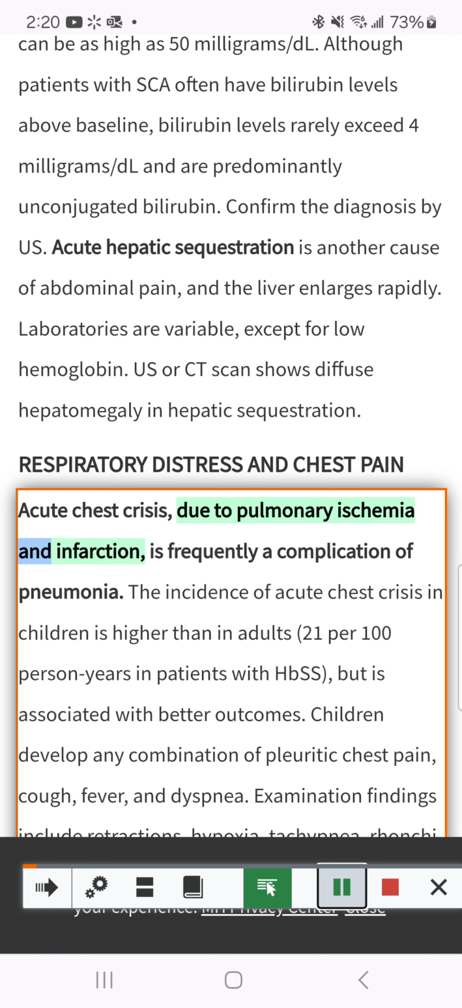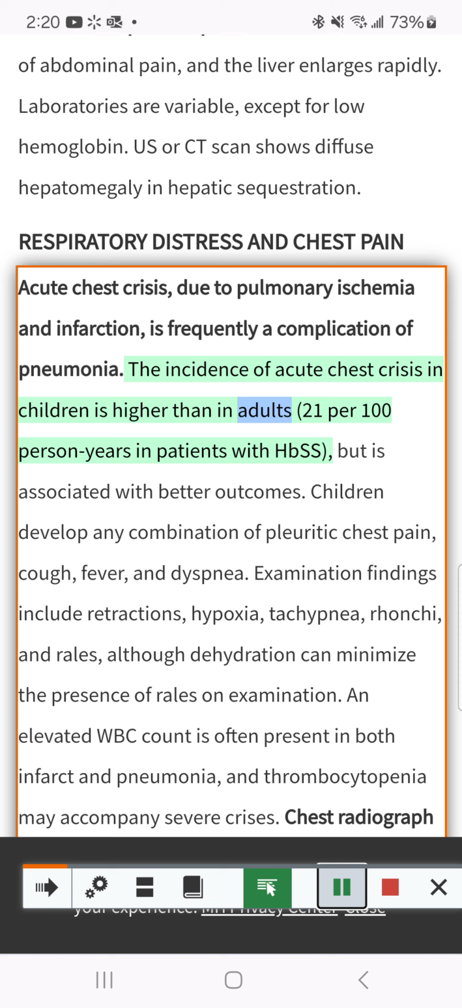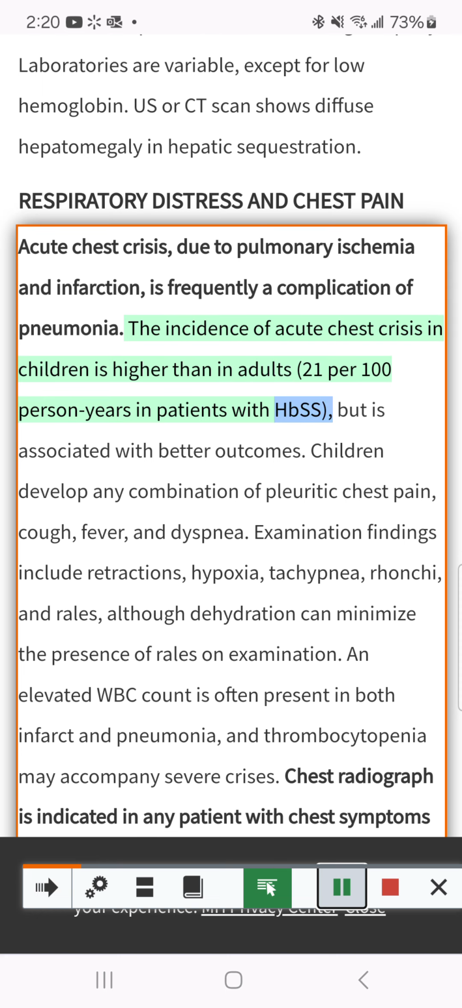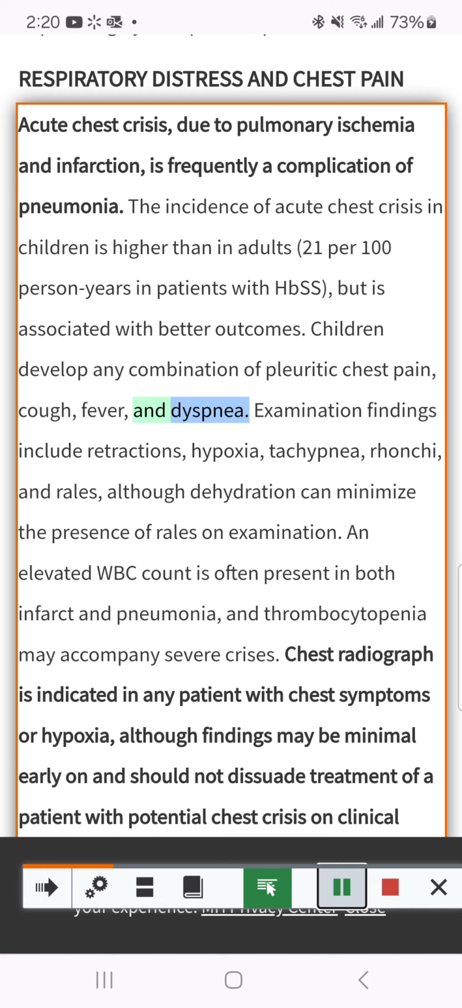Acute chest crisis, due to pulmonary ischemia and infarction, is frequently a complication of pneumonia. The incidence of acute chest crisis in children is higher than in adults, 21 per 100 person-years in patients with HbSS, but is associated with better outcomes. Children develop any combination of pleuritic chest pain, cough, fever, and dyspnea.